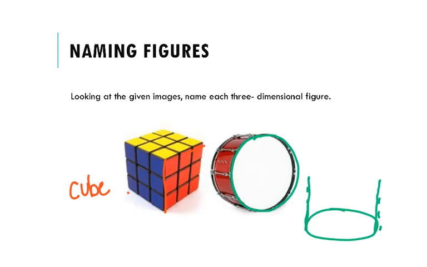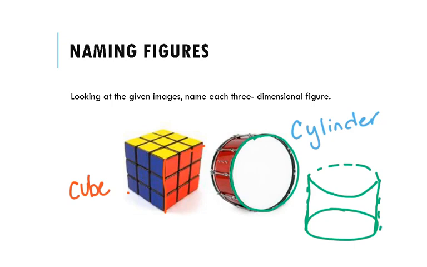But if I draw it out for some of us, that image then is a cylinder. Okay, so this would be considered a cylinder. So that's naming the figures.